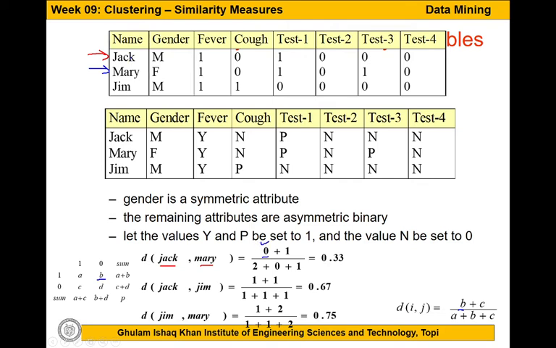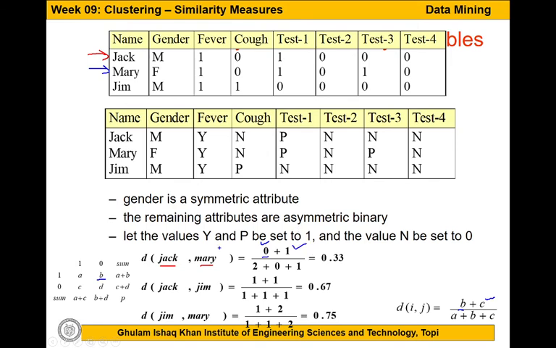Now we are going to compute c. For this we find the number of variables for which Jack has 0 and Mary has 1: 0 1 no, 0 1 no, 0 1 no, 0 1 no, 0 1 yes. We have one instance where Jack has 0 and Mary has 1, and so here this is 1.